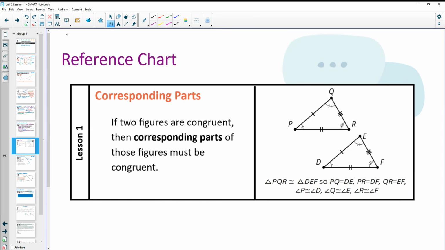So go ahead and write this on your reference chart, corresponding parts. Make sure you get this written down and make sure you see all of these markings on this picture over here, as well as the stuff down here. So pause the video and make sure you get that written in.